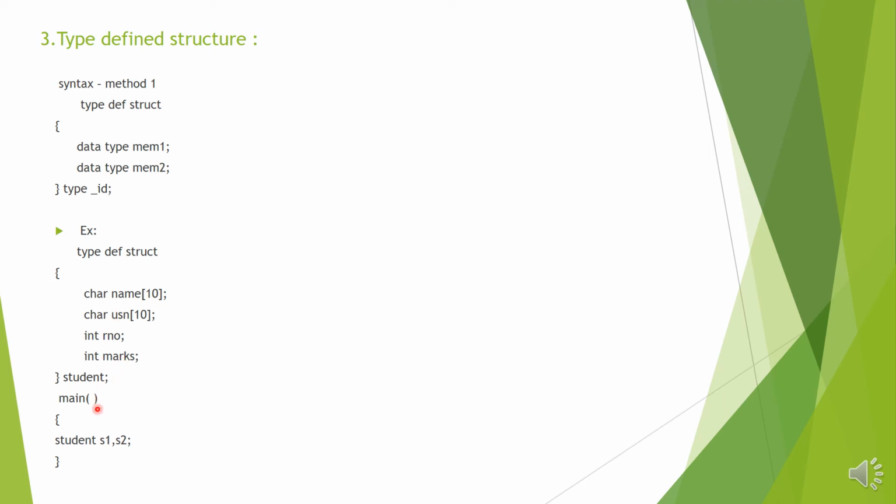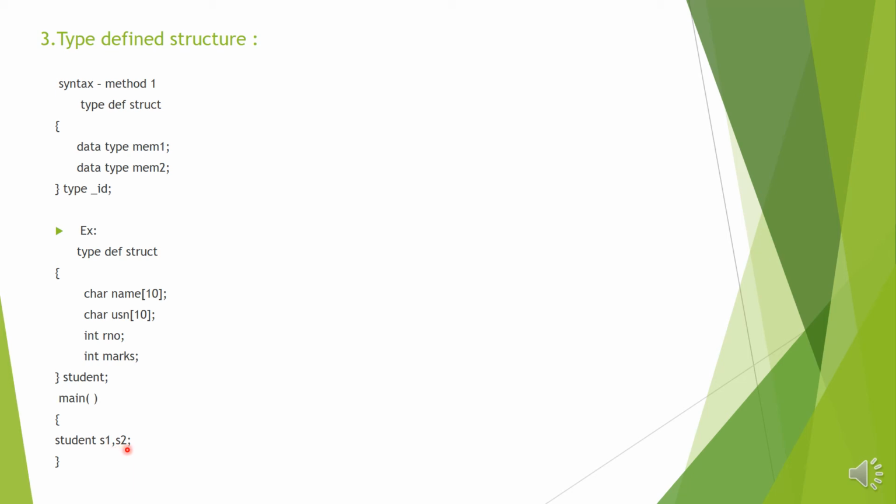We have to create the variable for the structure within the main. So you start writing the main, open the bracket, the first line is variable declaration. Here we have created two variables S1 and S2 with the data type student. Here student is nothing but the structure. So directly we can use student as a data type here. We use this method for user defined data type structures.